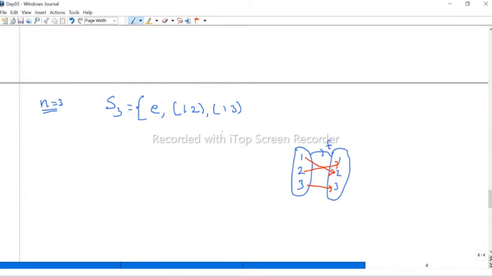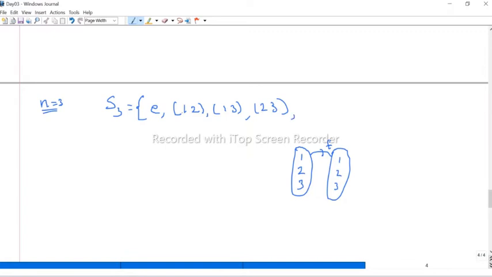And then 1 comma 3 means 1 maps to 3. It is a permutation notation, so we map 1 to 3 and then 3 to 1. There is no information about 2, which means 2 goes to 2. So this is also a function. Every element from the domain maps to a different element and it is also onto. Therefore it is a bijection. The next one is 2 3: 2 maps to 3, 3 maps to 2, and 1 maps to 1.